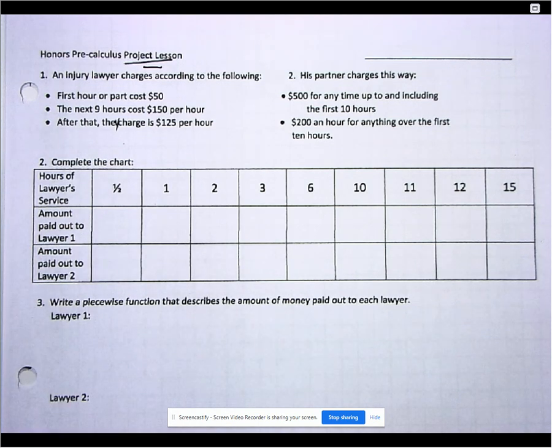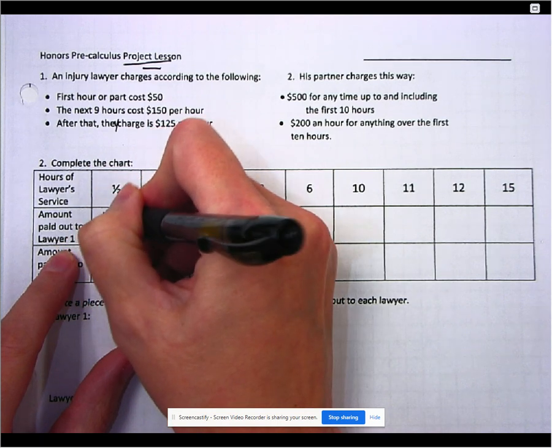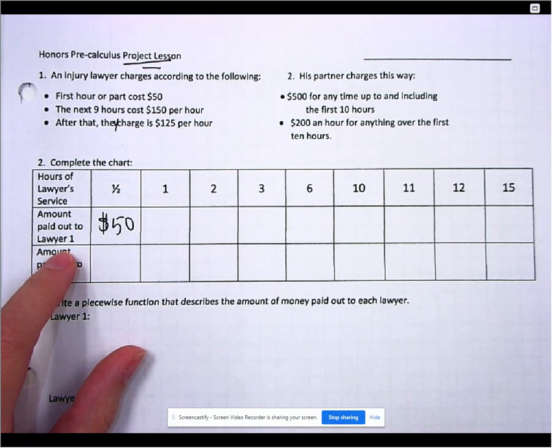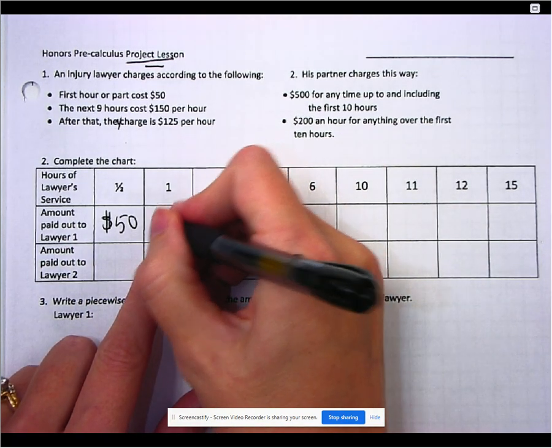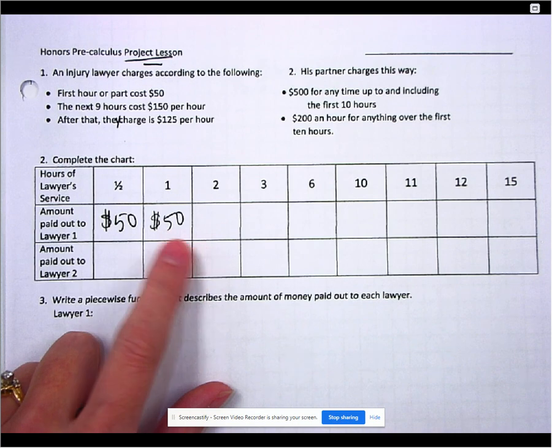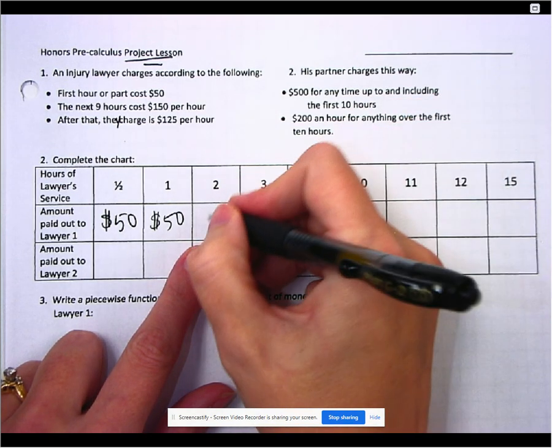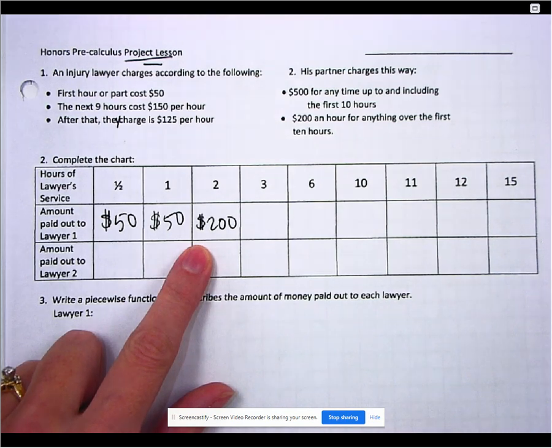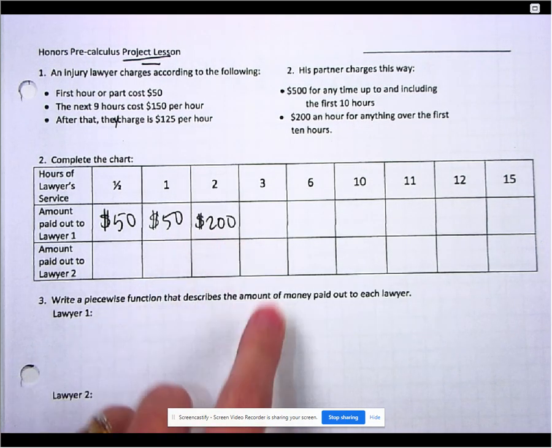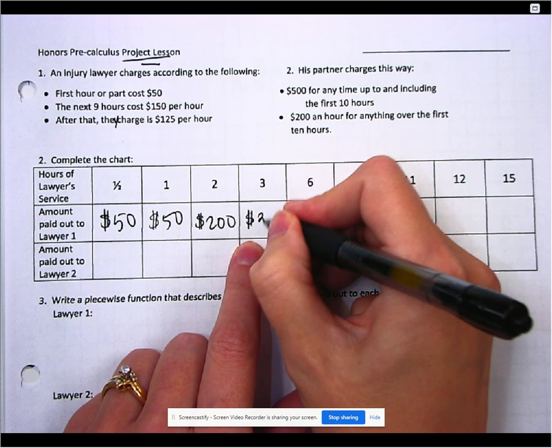So we're going to complete this chart that shows how much would be paid out to each lawyer. If you go to lawyer number one for half an hour, you pay him $50. If you go to this lawyer for 1 hour, you also pay him $50. If you go for 2 hours, you pay him $50 for the first hour and then $150 for the second hour, which is a total of $200. From here, it goes up $150 for each hour. So for 3 hours, it would be $350.